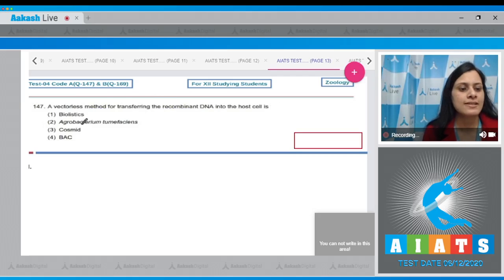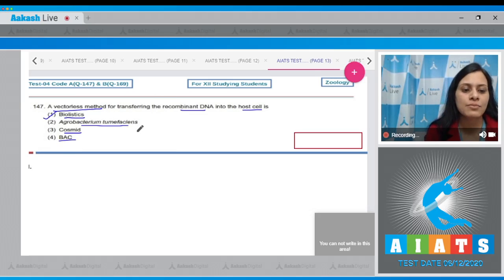Question number 147. A vectorless method for transferring the recombinant DNA into the host cell is, and the options given are biolistics, Agrobacterium tumefaciens, Cosmid, and BAC. And the correct answer to this question is option number 1, biolistics.